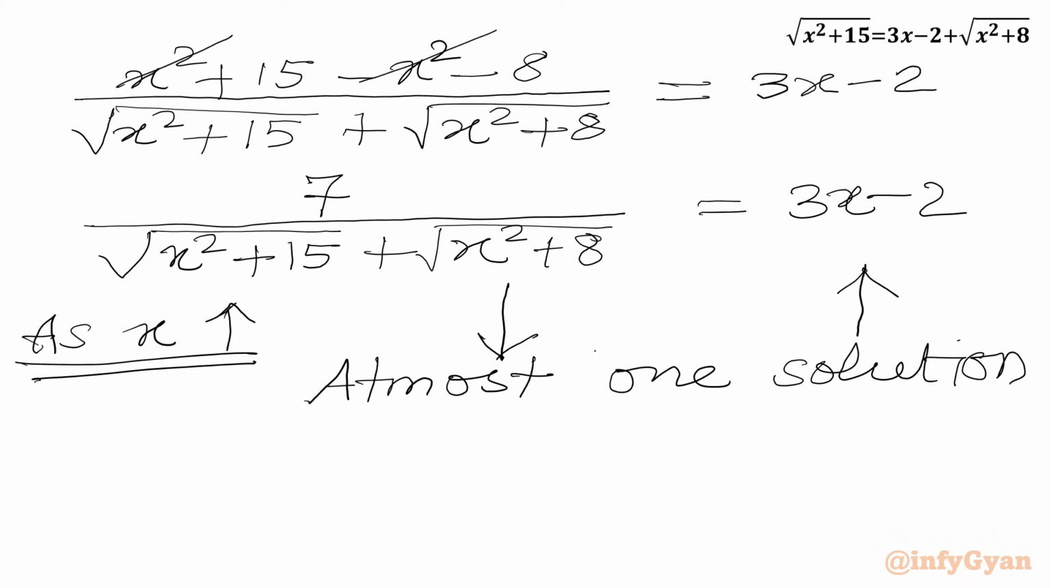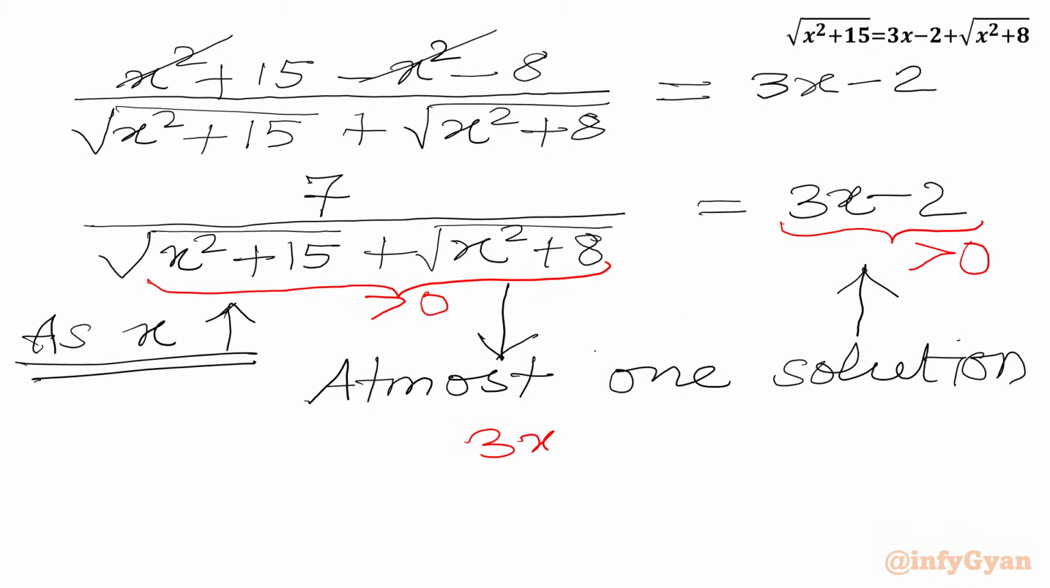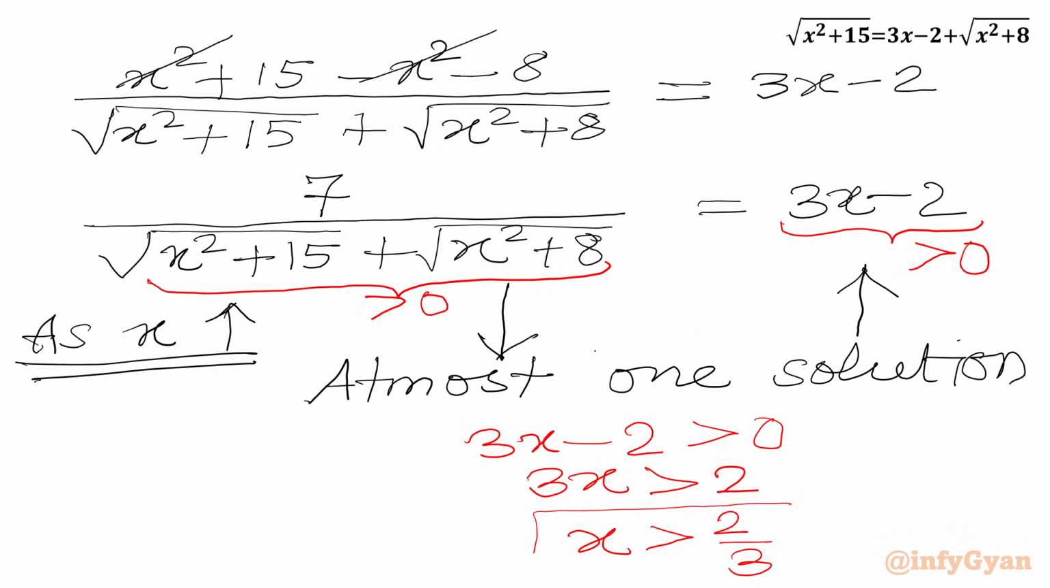Now we can find the domain also. From the LHS, this is always positive. So the RHS must be positive. So we can write here 3x minus 2 should be greater than 0. So 3x must be greater than 2. So we can write here x must be greater than 2 over 3 for x to be real. So x is greater than 2 by 3.